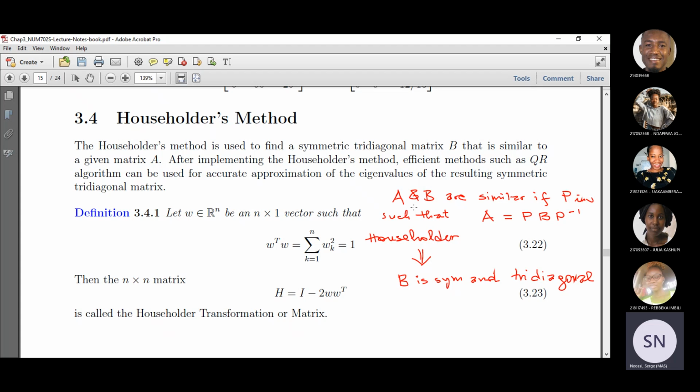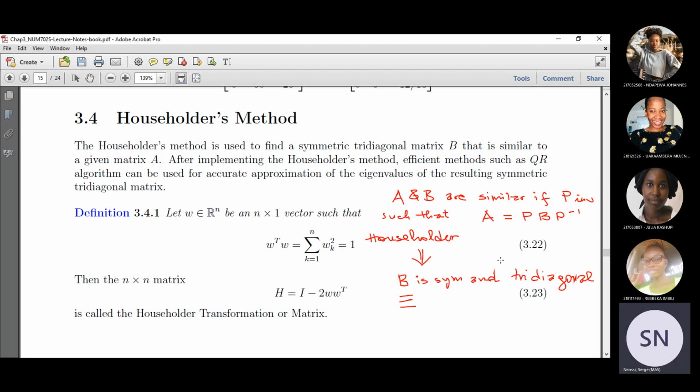Okay, so that is roughly speaking Householder's method, nothing else. Now, in order to get this B, we are going to go through a series of constructions. We are going to construct the matrix that will allow us to transform A to B that has these properties. Before that, we are going to define what we call the Householder transformation, because we are going to transform this A in order to get a tridiagonal, right?